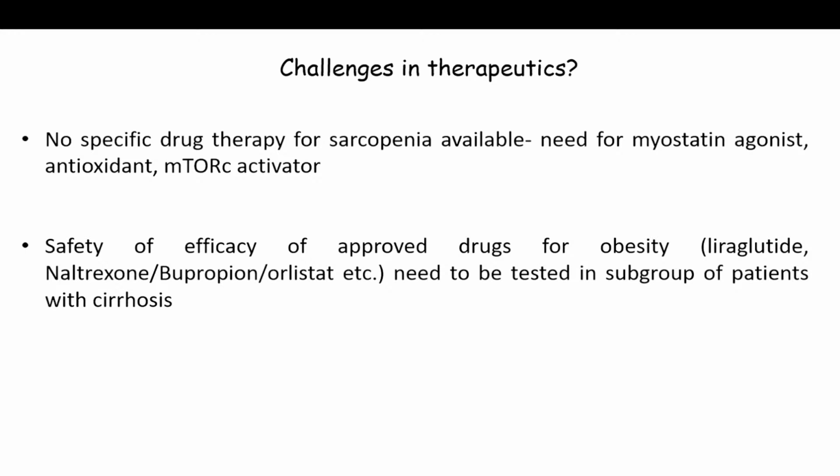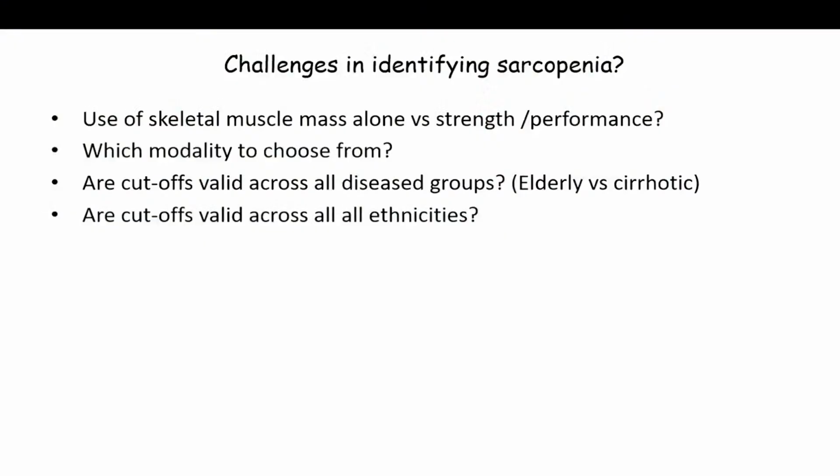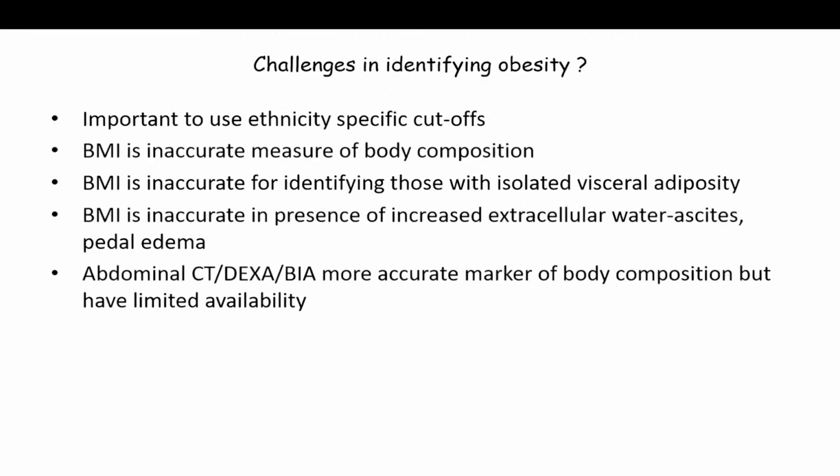So there are challenges in therapeutics. There is no specific drug therapy for sarcopenia available, and there is a need for myostatin antagonists, antioxidants, or mTOR activators. The safety and efficacy of approved drugs for obesity need to be tested. Then, use of skeletal muscle mass alone versus strength or performance, which modality to choose from, and whether cutoffs are valid across all disease groups. All these are challenges and unanswered questions.